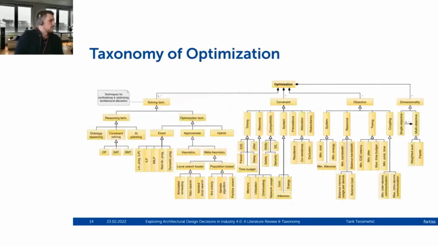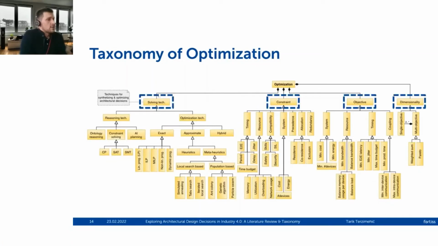And the last dimension, which I will speed up on, is about optimization tools. It's also quite aligned with some other works from the software engineering domain. Here we have four major dimensions: the solving techniques that we try to classify, then the constraints that are applicable here, the objectives or optimization goals, and the dimensionality of the optimization. I'm not going deep into this. You can also see in the paper how they are classified further. There are several, quite complex, but also not.